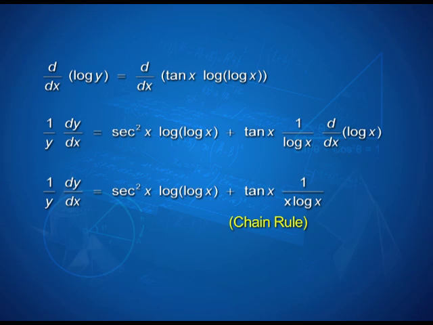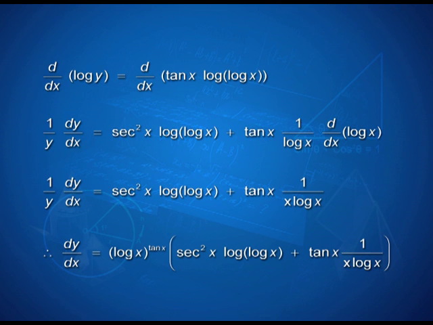Again, presence of chain rule, log derivative will give me 1 by log x. So, when I say log derivative, it is derivative of log x with respect to log x, and then chain rule requires that I multiply with the derivative of log x, which is 1 by x, and thus our dy by dx is ready. Taking y to the right hand side, I get log of x raised to the power tan x into sec square x log x plus tan x into 1 by x log x. Not much gets simplified in this case. So, obviously, we would not worry too much about the simplification.